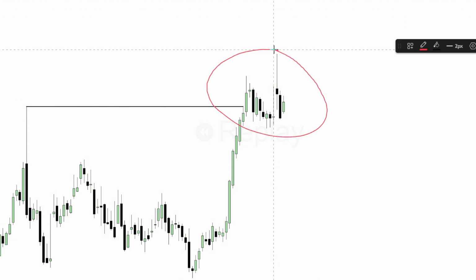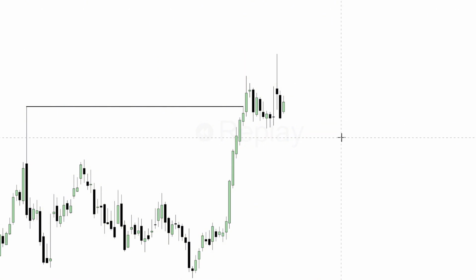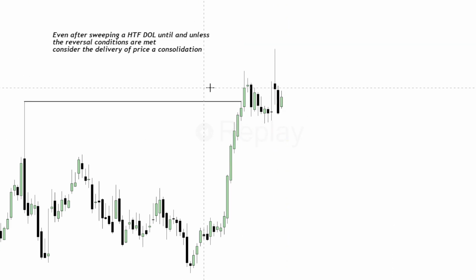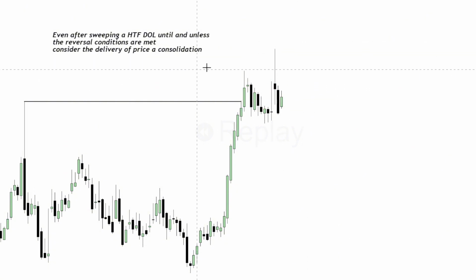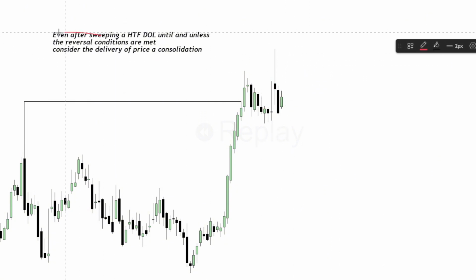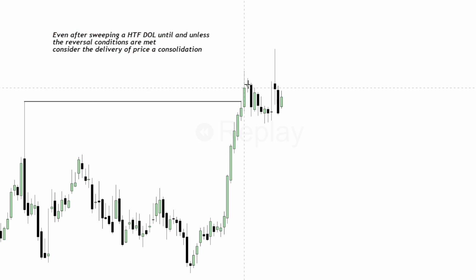Now, to anticipate a reversal, the conditions must be met. If the conditions are not met, you don't take it as a reversal even after sweeping the higher time frame drawn liquidity. You guys might also notice that after sweeping that higher time frame drawn liquidity, we might not actually reverse and we just have that consolidation and continuing higher. And this is why I stress it so much: until and unless the reversal conditions are met, consider the delivery of price a consolidation.